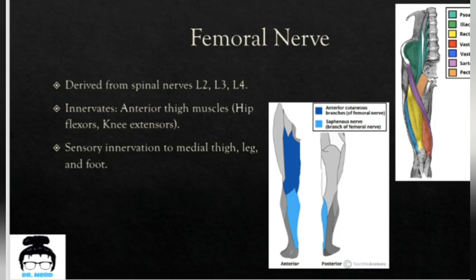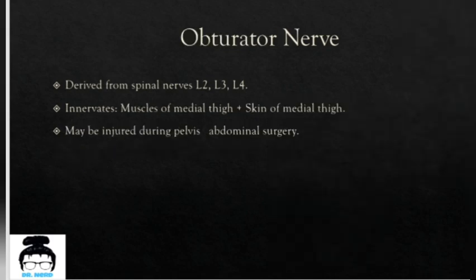Let's start with the femoral nerve. It's derived from L2, 3, and 4. It has sensory and motor innervation. Sensory innervation, it innervates the anterior thigh and the medial leg. The motor innervation, it innervates quadriceps, iliopsoas, pectineus, sartorius. A pelvic fracture might injure the femoral nerve, which will cause decreased thigh flexion and leg extension.